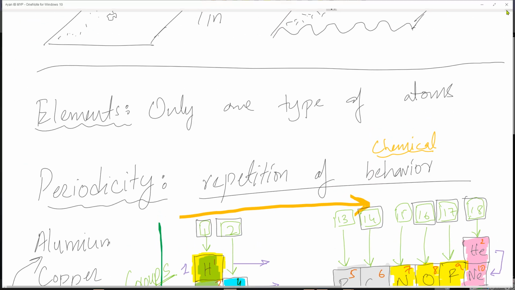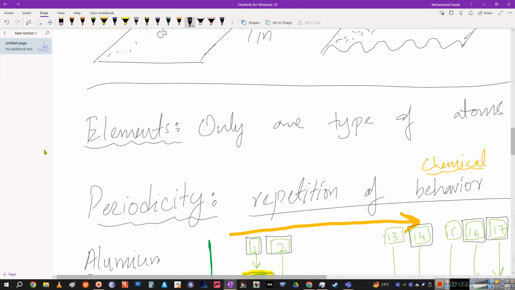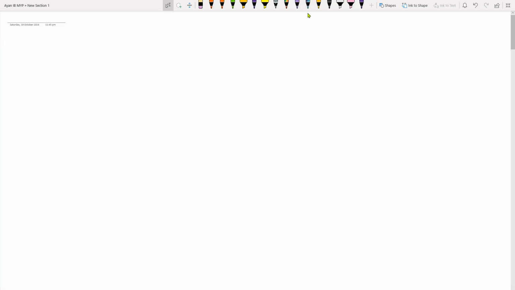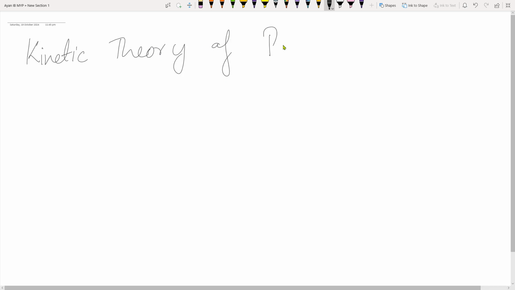Okay. Let's get with the new page, right? I'm gonna start over a new page, and we're gonna talk about the kinetic behavior of matter, also known as the kinetic theory of particles. Have you heard about this? Oh, come on. We have done this before. Yeah, we've done this, right? Okay, I'm just gonna give you a refresher.